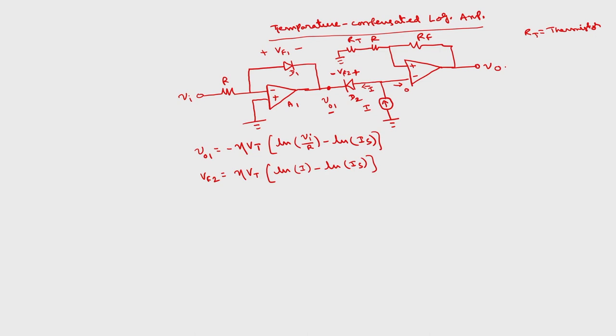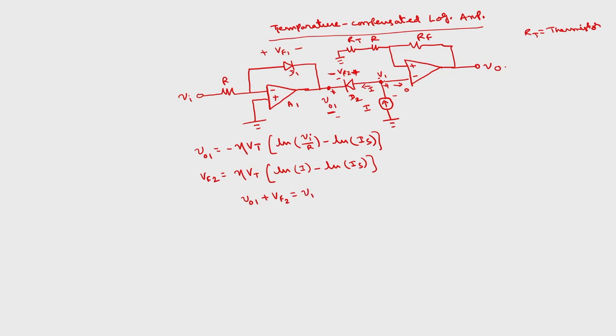If I call this one as V1, what is the relation between V01, Vf2 and V1? This V01 is with respect to plus minus, this is minus plus, this is plus minus. So KVL is V01 plus Vf2 is equal to V1.